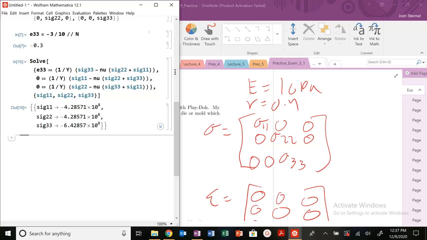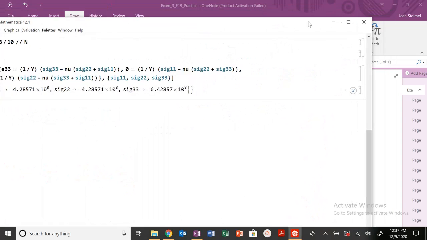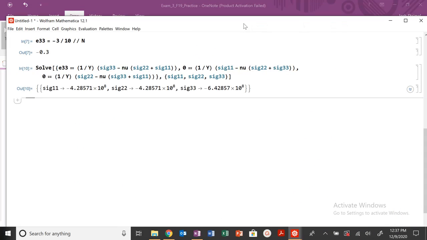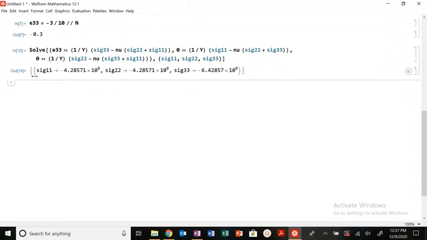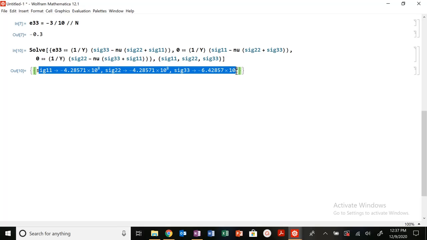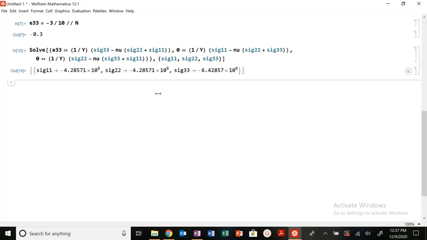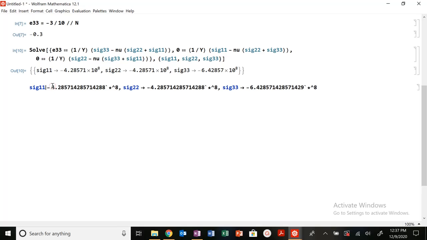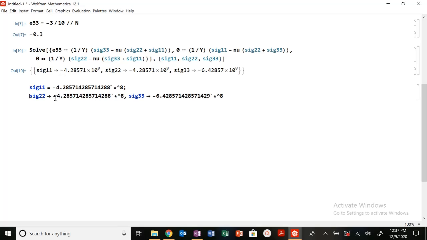Do those values make sense? They do to me. They're all negative, so they're compressive stresses. All right, let's assign those values right now so we can get the full stress tensor quantitatively. That's equal to this, that's equal to this, and that's equal to this.